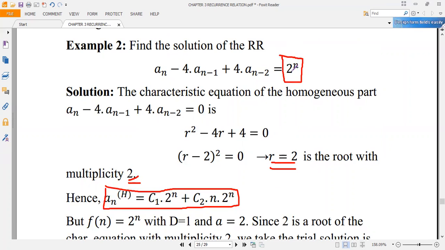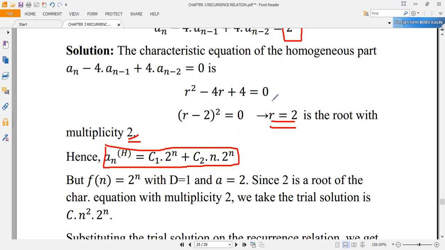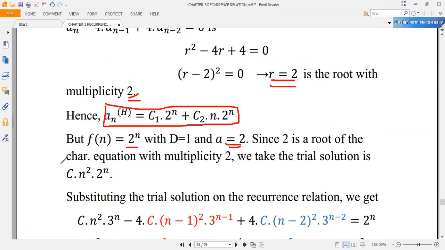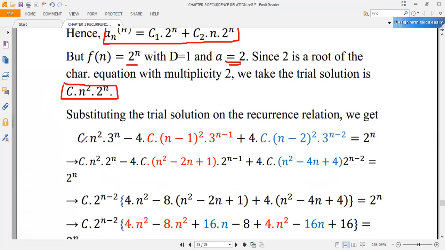the non-homogeneous part is the exponential function 2 to the power of n, and the base 2 is the root of the characteristic equation of the homogeneous part. So the trial solution to find the particular solution of the non-homogeneous part is C times n squared times 2 to the power of n. So substituting this trial solution into the given non-homogeneous recurrence relation, you will obtain this one.